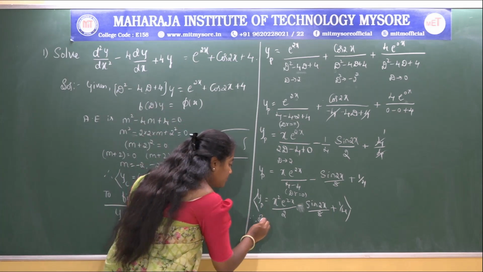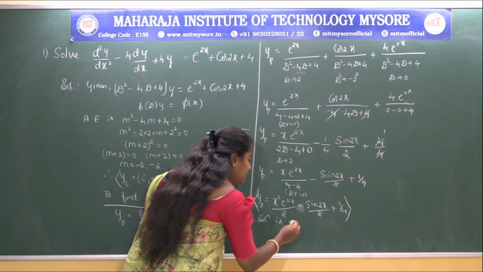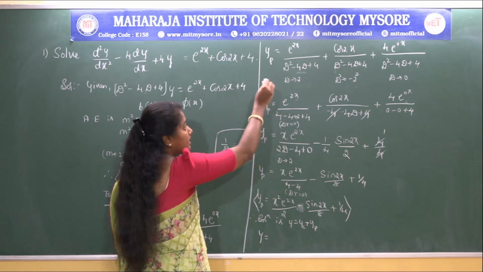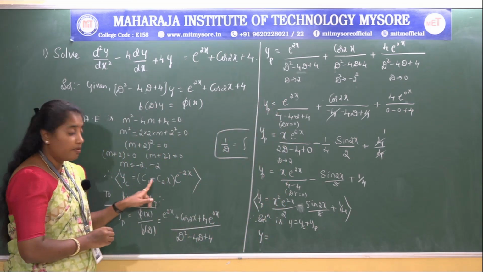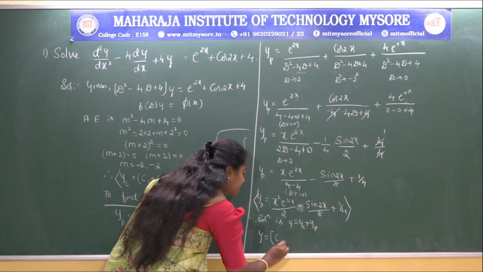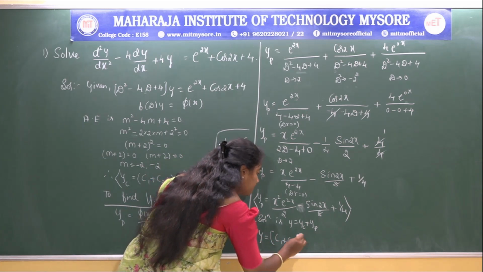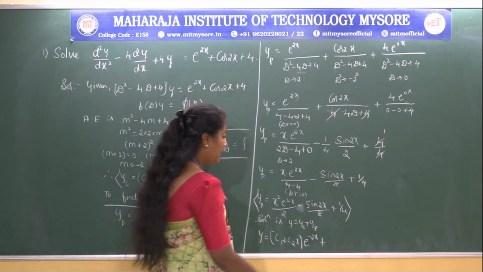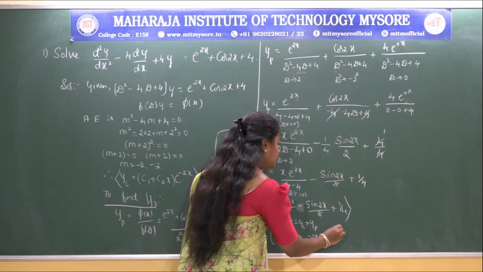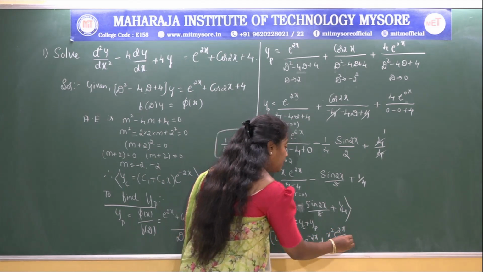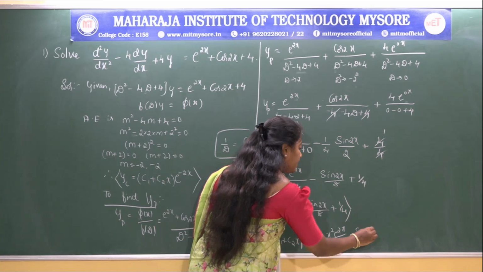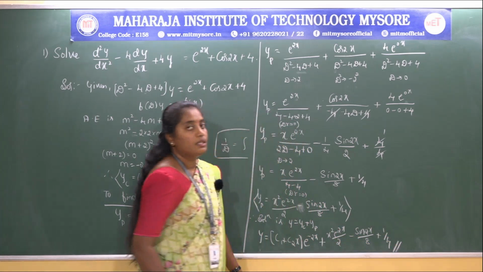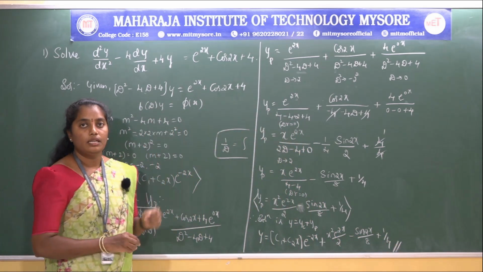Therefore, the complete solution is y is equal to yc plus yp. The value of yc is c1 plus c2x into e to the power of minus 2x, and yp is x square into e power of 2x by 2 minus sin 2x divided by 8 plus 1 divided by 4. So this is the solution of the given differential equation.